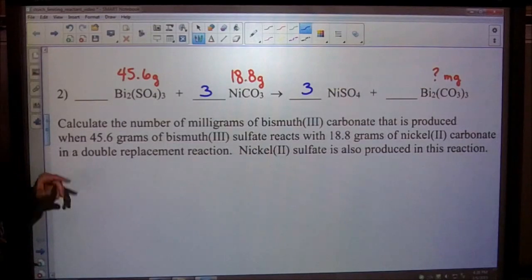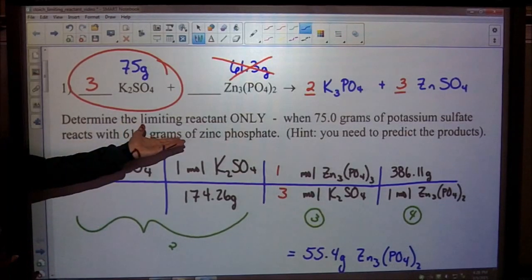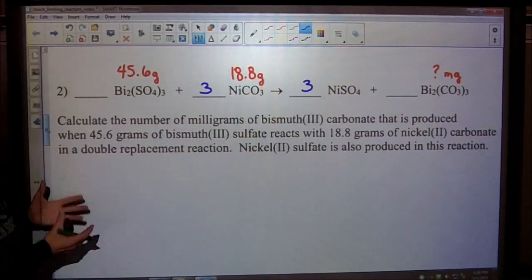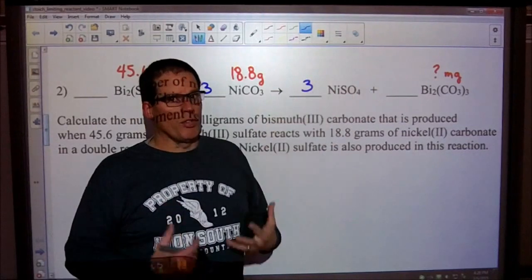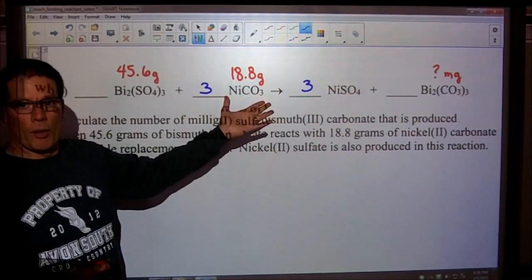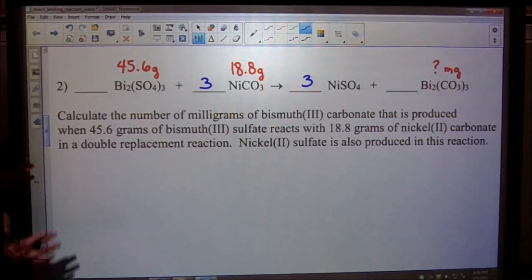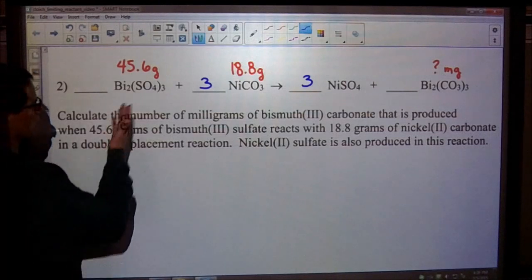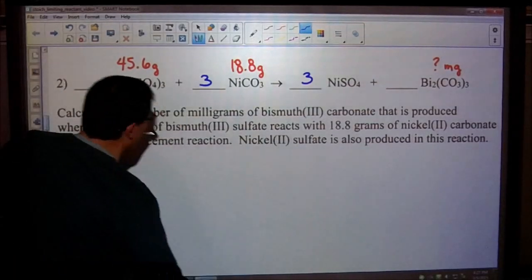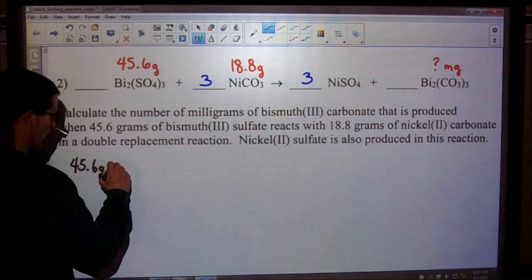Step 2, now this problem's a little bit different because the first problem was a limiting reactant step for the reactants only to help me determine who the limiting reactant is. Now I need to know who the limiting reactant is in this problem so I can calculate this. And if I use the excess amount, then I'm getting a fictitious answer because I have to use the substance that is going to run out first. So let's go ahead and pick one. And again, seriously, it doesn't matter which one you choose. Generally I pick the first one just because it's there. Doesn't mean you can't start with the 18.8. So I'm going to go ahead and start with the 45.6 grams of bismuth 3 sulfate.